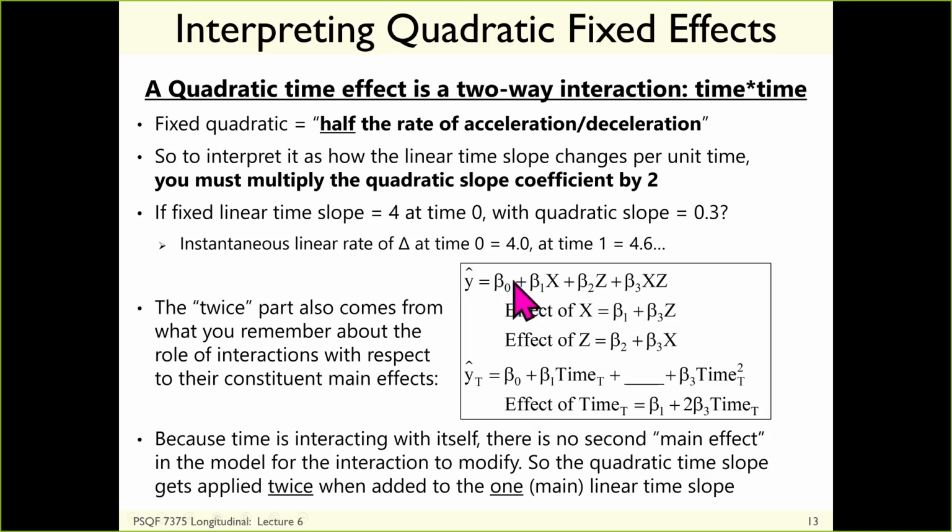Well, if I try to recast this linear regression model as a longitudinal model, it's like I'm missing the other main effect, because time squared is an interaction term. It's time multiplied by time. So because there's no second main effect that beta 3 would say changes as a function of the other variable, it has to change the linear slope twice. So twice the quadratic coefficient is how the linear slope changes per unit time.